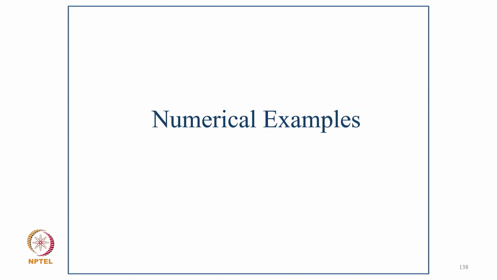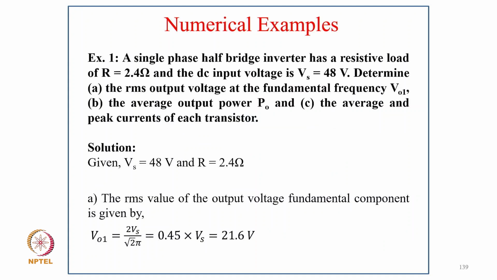Now coming to numerical examples. In the first numerical example, a single phase half bridge inverter has a resistive load of R equal to 2.4 ohm, and the DC voltage is Vs equal to 48 volt. Determine (A) the RMS output voltage and the fundamental component VO1, (B) the average output power P0, and (C) the average and peak current of each transistor.